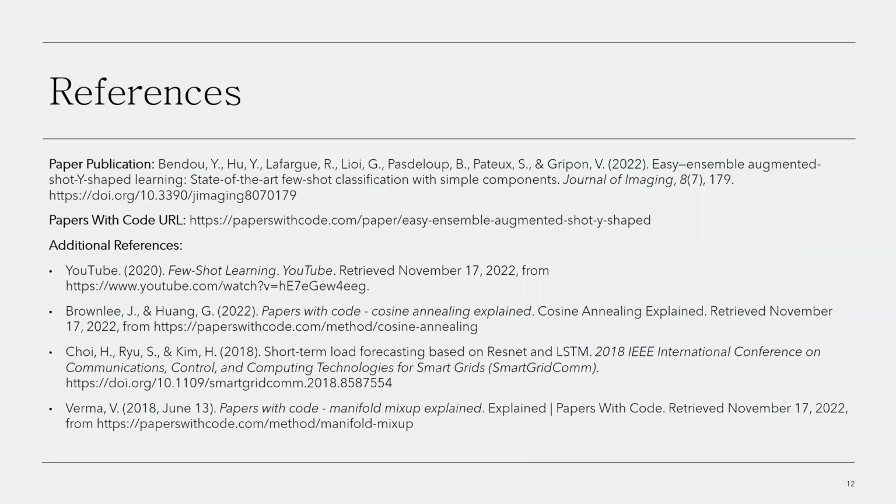So with that, I just want to leave you guys with my references. The paper publication is the top one, and the URL for the Papers with Code, if you wanted to look at their code, is listed as well. I also did a YouTube tutorial series. I watched one on few-shot learning. They had a 3-part, and that was really great, and I encourage you to look at it if you're interested in more about few-shot learning.